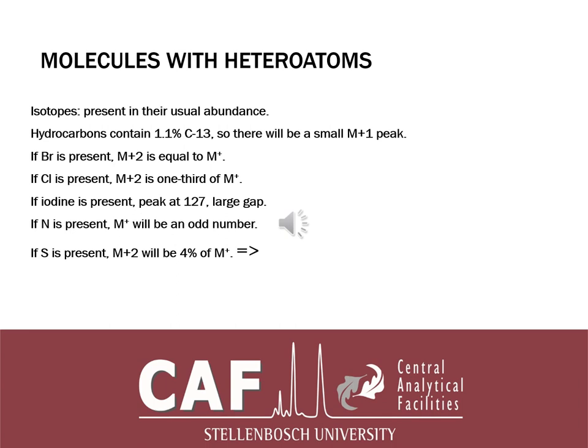When we look at molecules with heteroatoms, your heteroatoms are elements like bromine. On the molecular ion, you'll see M plus 2 equal to M, which means you'll see the molecular ion plus two more mass units, and the two peaks will be of equal height. You'll see this when you do an example or two of fragmentation. Also, if chlorine is present, you'll see M plus 2 is one third of M. The M peak will be slightly higher than the M plus 2 because the chlorine-37 is less abundant. It becomes easier when one looks at the spectra on the next slide.